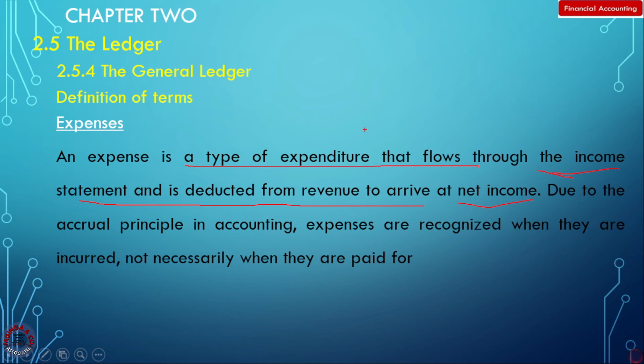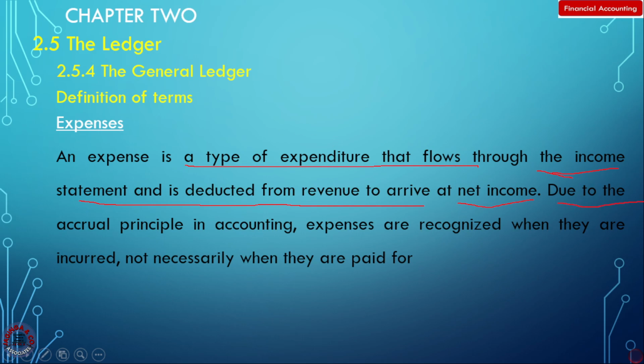So we have two categories of expenditure. We have capital expenditure, and we also have revenue expenditure. Here, revenue expenditure is what we are calling the expenses, because they pass through revenue, or rather, we need to deduct them from our revenue to arrive at net income. So we call them revenue expenditure or expenses.